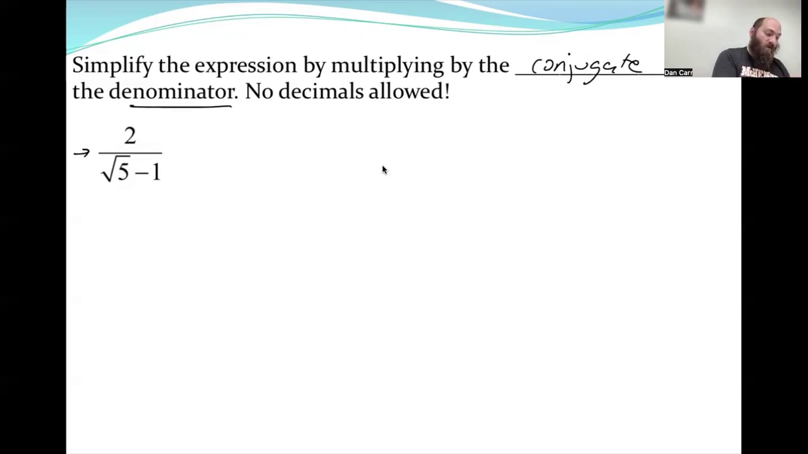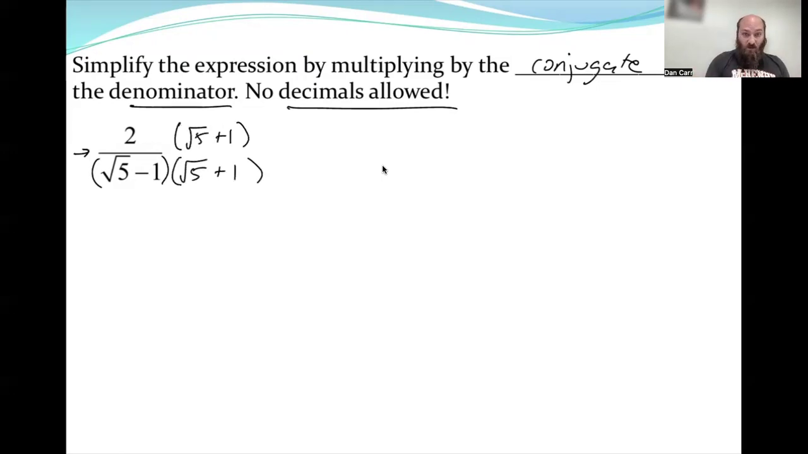Okay, so when we simplify this, we're not going to get any decimal numbers here. We're going to get an exact value. So if I have root 5 minus 1 in my denominator, my conjugate is going to be root 5 plus 1. So it's the same thing, but opposite signs. Okay, but I have to do the same thing to the numerator when I do this.